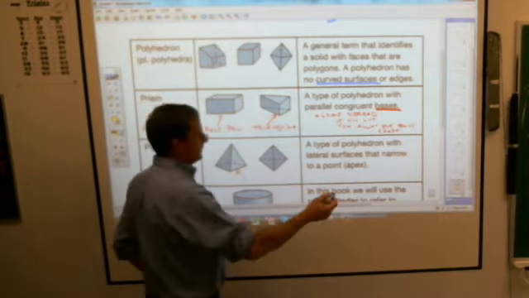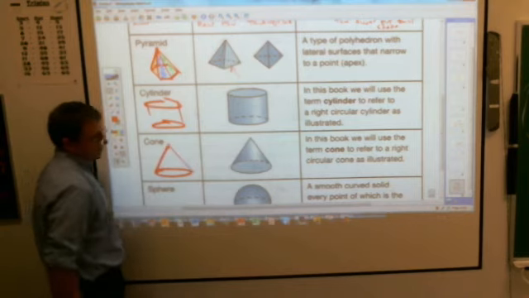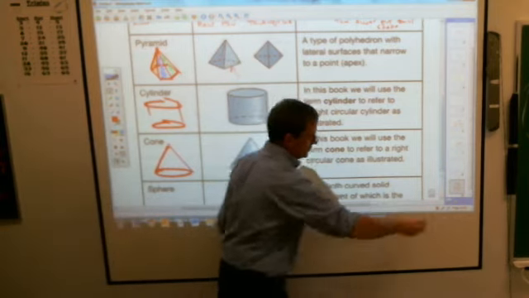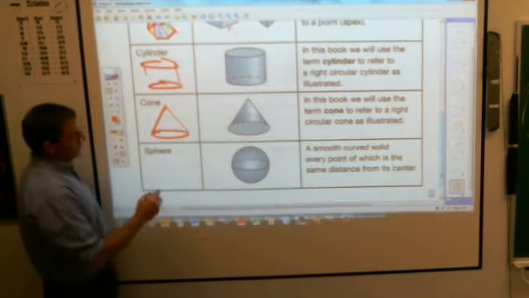Cylinders. You probably understand cylinders. They are nothing more than circular prisms. And to draw those, you just start with your circular base, circular top, connect the ends. Cones. Same thing. Circular base comes to a point. And for spheres, there's really not much you can do there other than draw a circle.